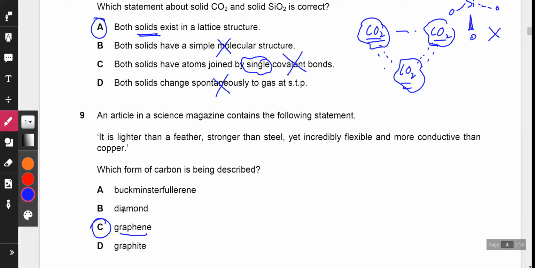Diamond doesn't conduct electricity, and fullerene is the ball-like structure, which has no strength at all because the ball-like structures are completely independent of each other. So they're not even attracted to each other very strongly.